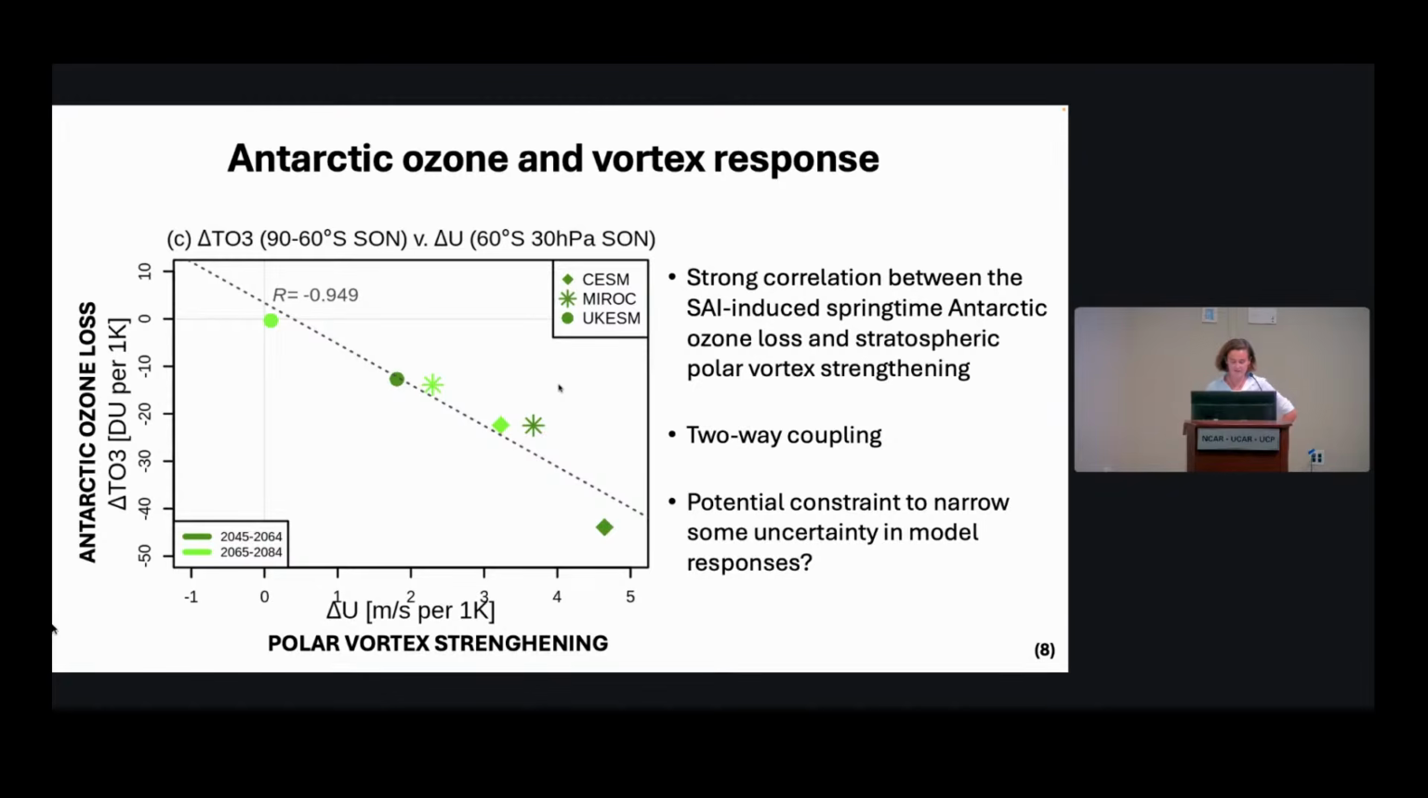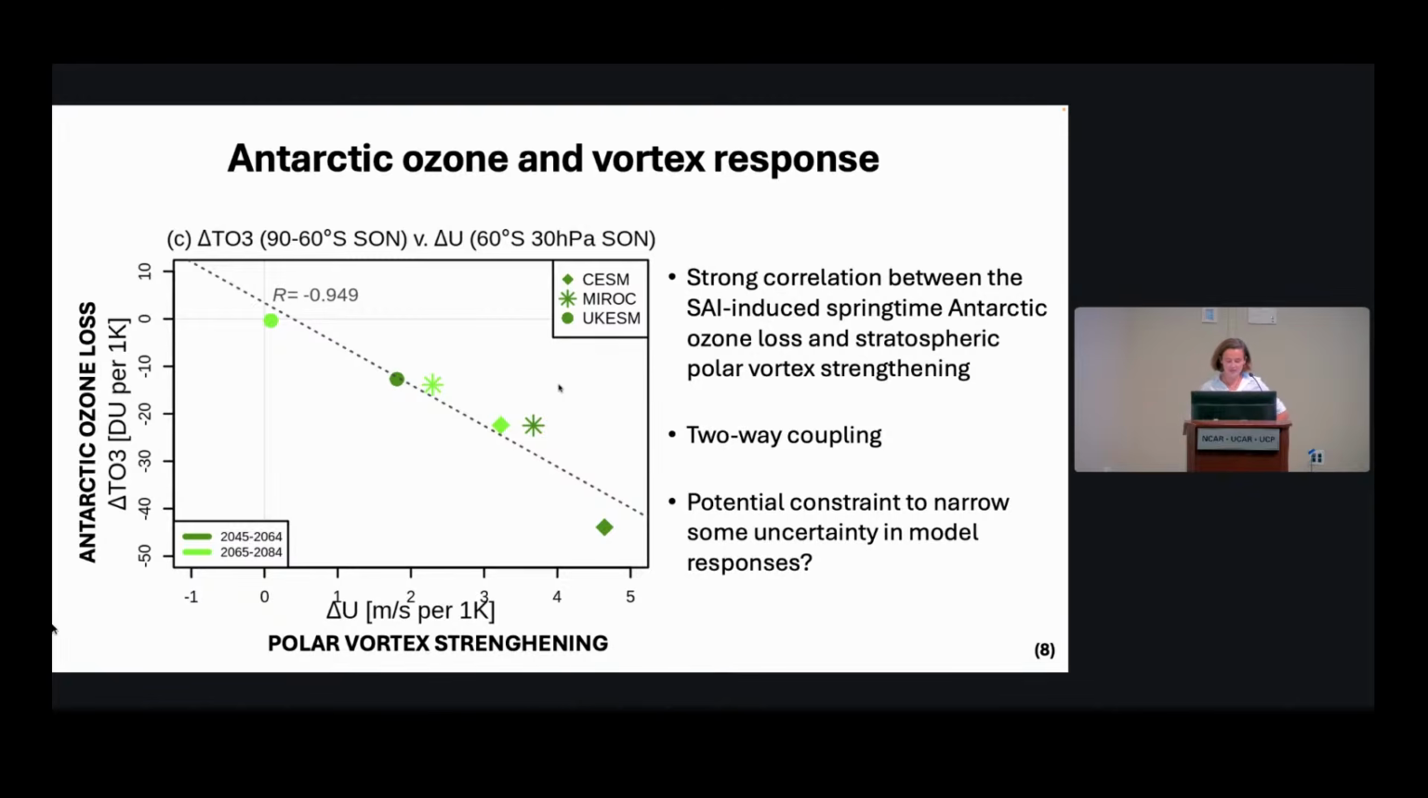Okay, just very briefly, coming back to the uncertainty in the Antarctic ozone response to SAI, there are obviously many potential drivers of such uncertainty. And I just want to finish by highlighting one potential contributor, the associated uncertainty in the dynamical response. So I mentioned earlier, SAI drives heating in the tropical lower stratosphere. That in turn forces strengthening of stratospheric jets in both hemispheres.